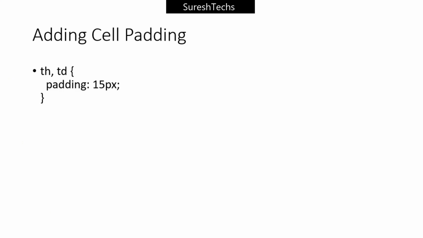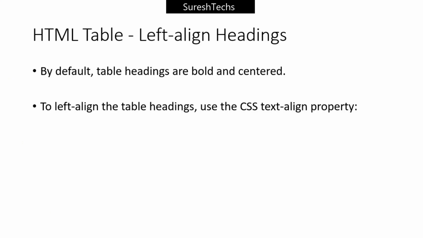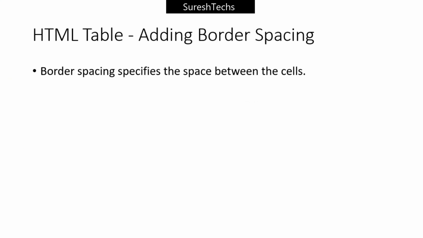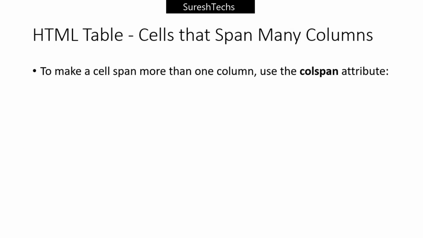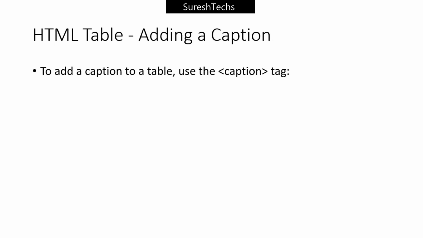Okay, so this is how you provide cell padding, and this is to align your headings to the left side. Okay, and this is how you specify spacing to your border. We looked at this, but there is no result, so we are not able to view it properly, but this is how it works. And similarly we looked at row span and column span, and finally we looked at the caption.